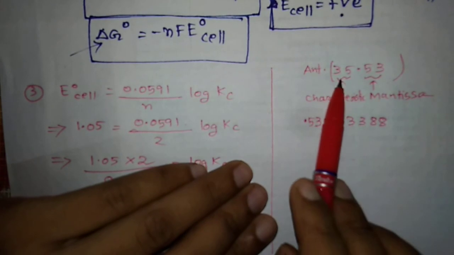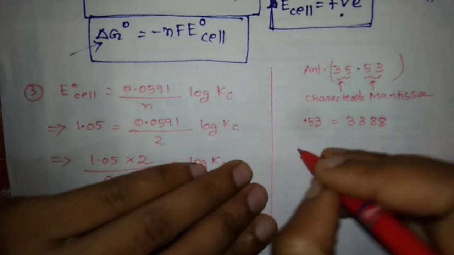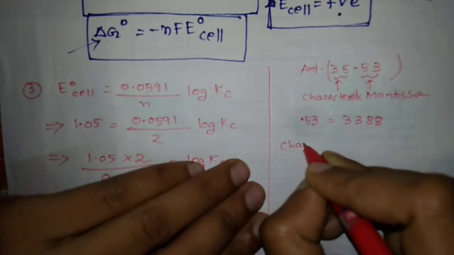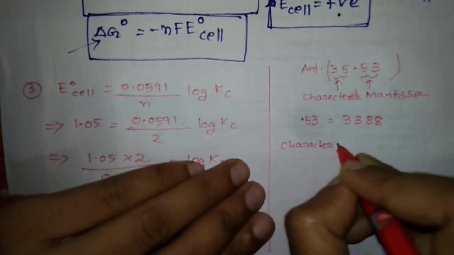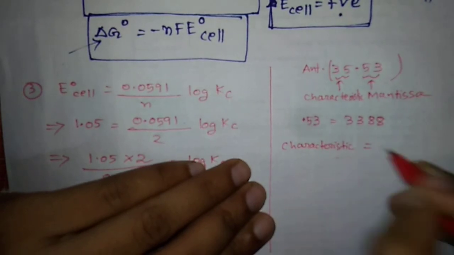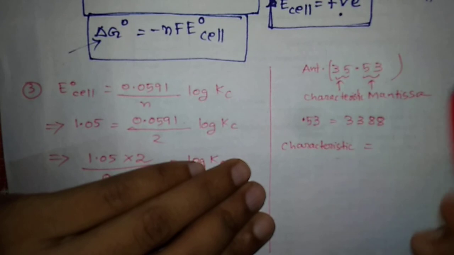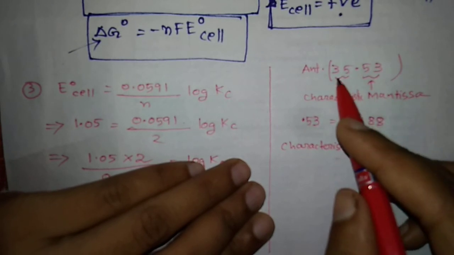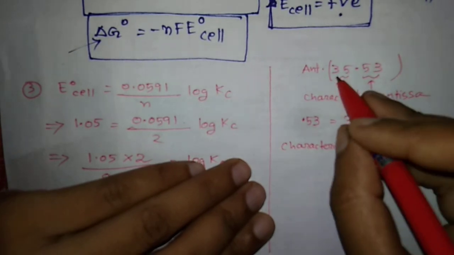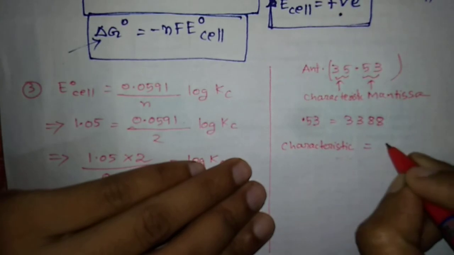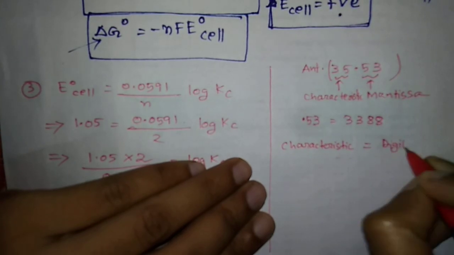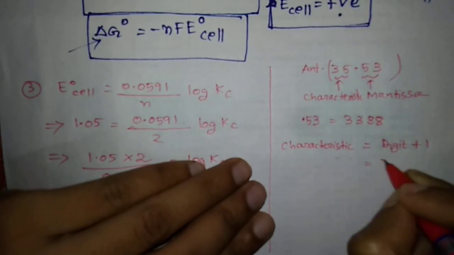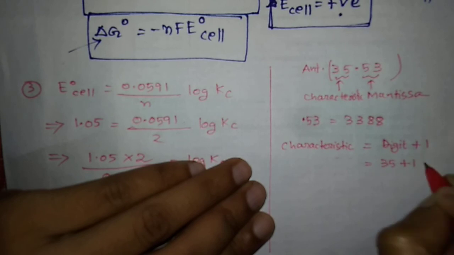For that, come to the characteristic. Here the digit is 35, and you have to add 1. So the digit is 35, add 1, so it will be 36.